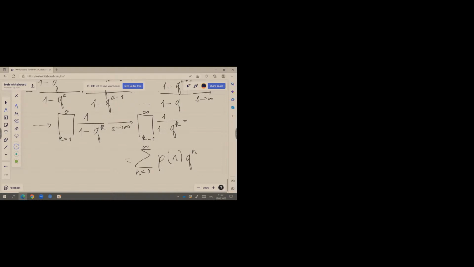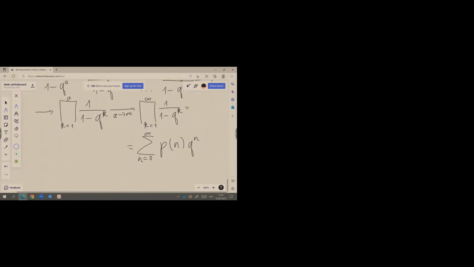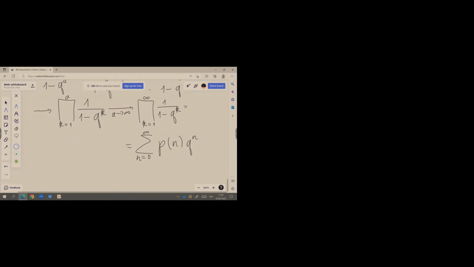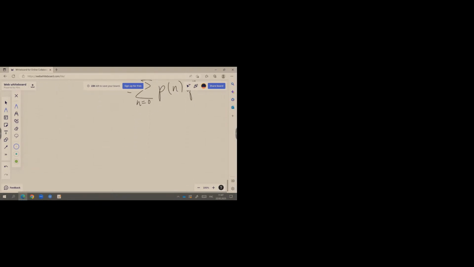And this pentagonal Euler theorem somehow gives us the recurrent relation on this P of n. Okay, but it's a topic not for today. So it is the 2D case, and now let's move to the 3D case.